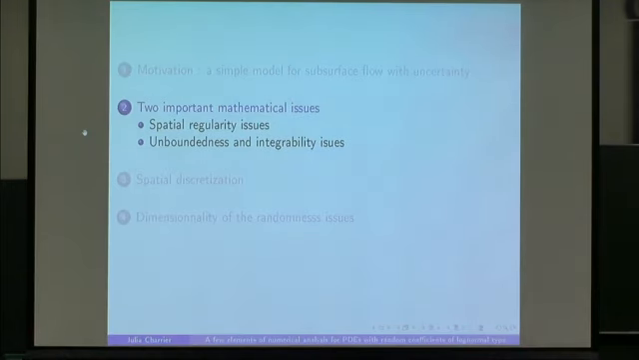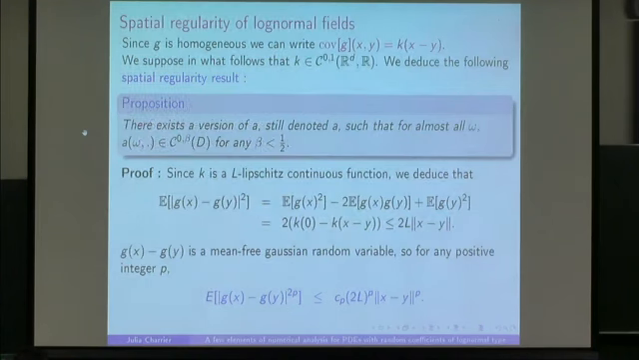So my first point was spatial discretization. I think you all have the intuition that the rate of convergence of spatial discretization is linked to the regularity of the solution, the spatial regularity. So I'm going to give some results about the spatial regularity, and after that I'm going to deduce some spatial discretization results.